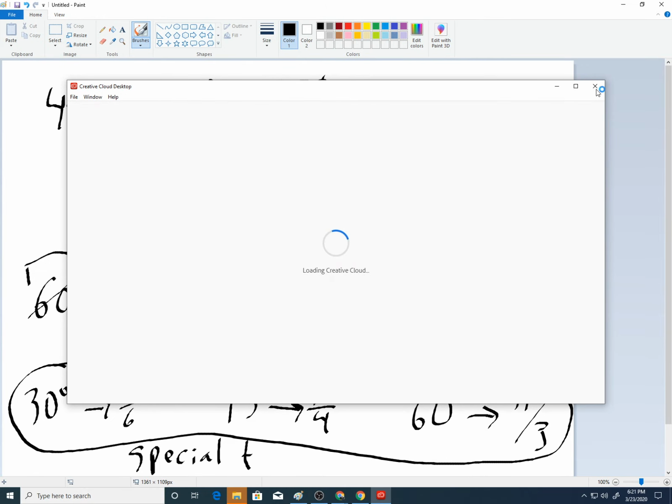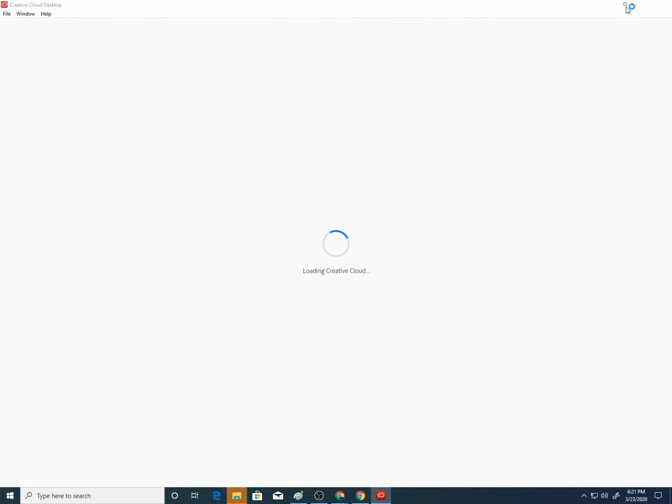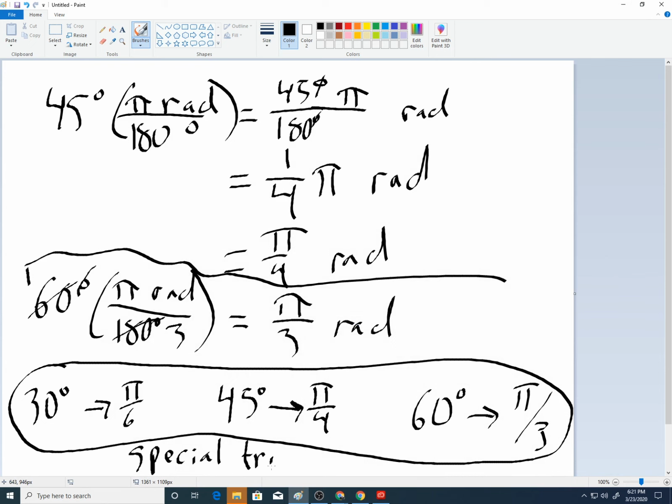They're very, very commonly used in trigonometry and really any math that depends on trig from this point forward.